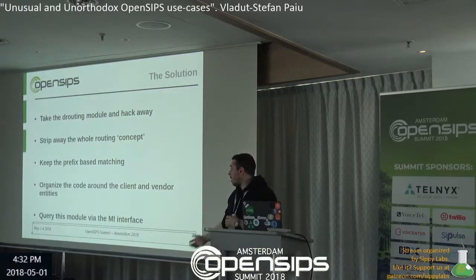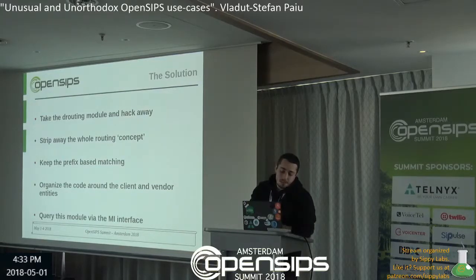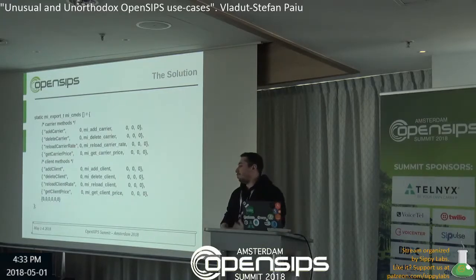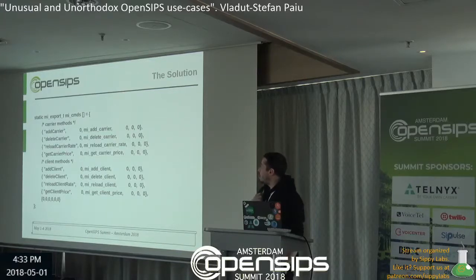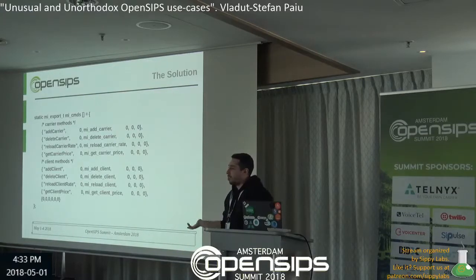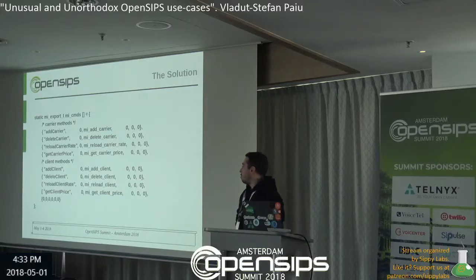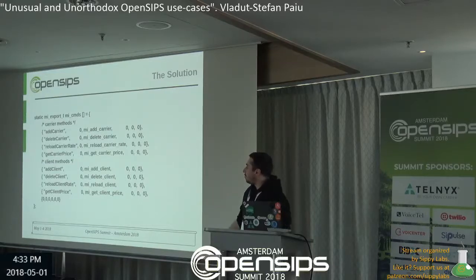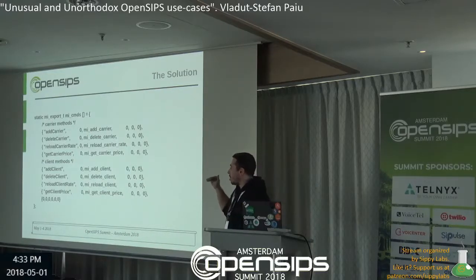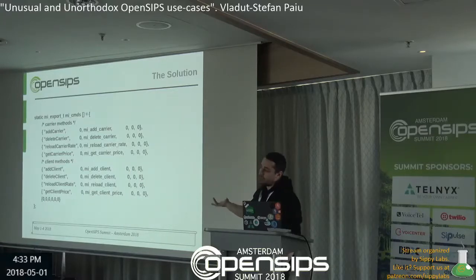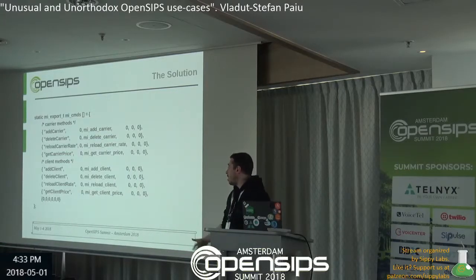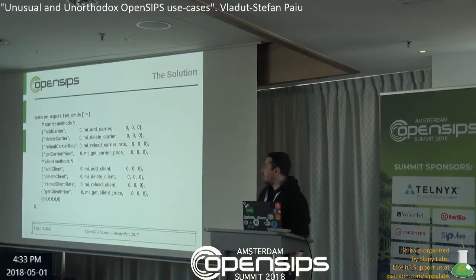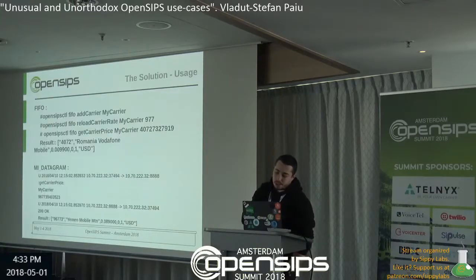And the module is just going to be queried via the MI interface, through whatever MI protocol you design. So in the end, the module is essentially just a list of exported MI commands that you can call via OpenSIPS CTL or Datagram or XML RPC or whatever. So you have some API calls or MI calls where you can add a carrier, delete a carrier, reload the carrier rate that you have assigned for that carrier. And the last method is the one used for getting the carrier price for a specific destination.